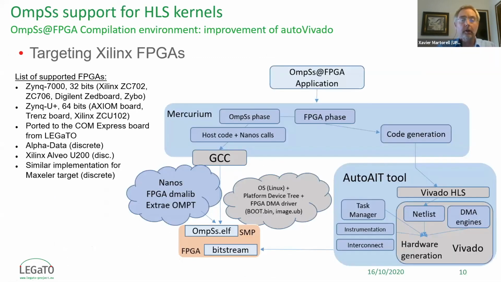So another integration that we have done is the integration of OMS with HLS kernels, which is very similar. In fact, it's only replacing CUDA or OpenCL with the HLS implementation of the same kernel, in that case for matrix multiplication. In the context of LEGaTO, we have been porting our infrastructure to the ComExpress board, also to the Alpha Data FPGAs, and recently we got also the environment running on the Alveo U200.